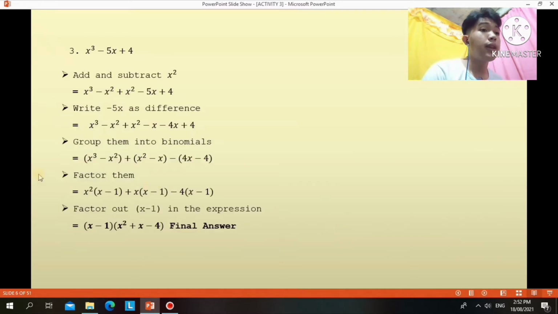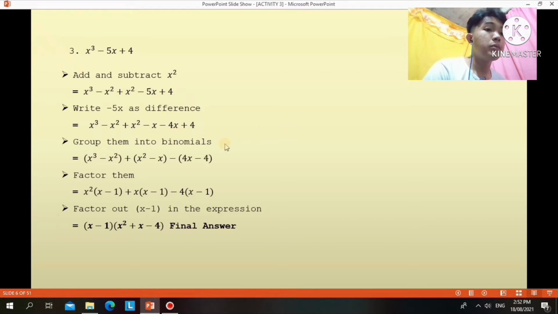So number 3, let's factor x cubed minus 5x plus 4. Add and subtract x squared in the expression. So our equation will be x cubed minus x squared plus x squared minus 5x plus 4. Then write negative 5x as a difference. The difference of negative 5x are negative x and negative 4x.